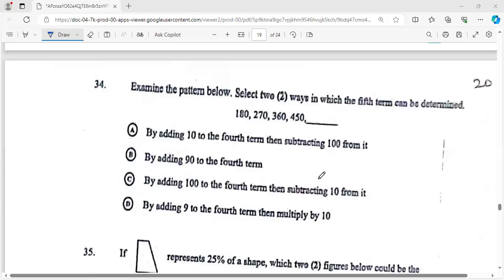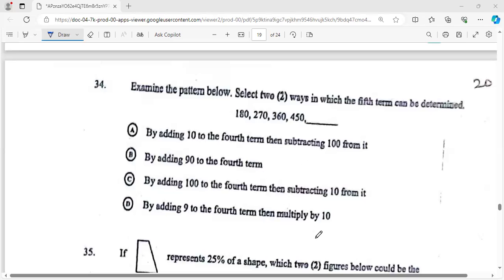Okay. The question says, examine the pattern below, select two ways in which the fifth term can be determined. The first number is 180, the second is 270, the third is 360, the fourth is 450. And the options are A, by adding 10 to the fourth term, then subtracting 100 from it. B, by adding 90 to the fourth term. C, by adding 100 to the fourth term, then subtracting 10 from it. And D, by adding 9 to the fourth term and then multiplying by 10.